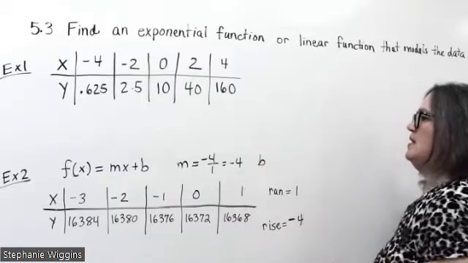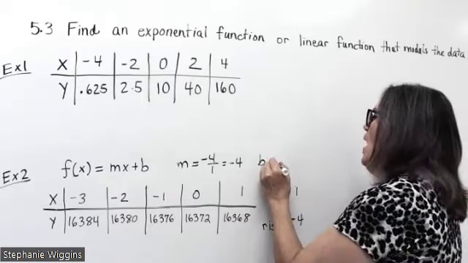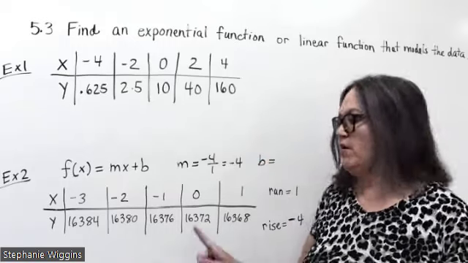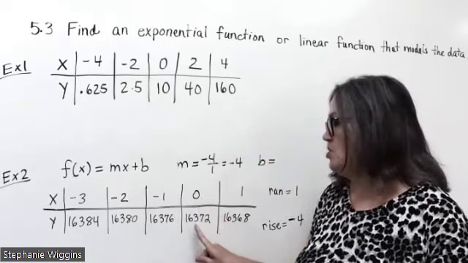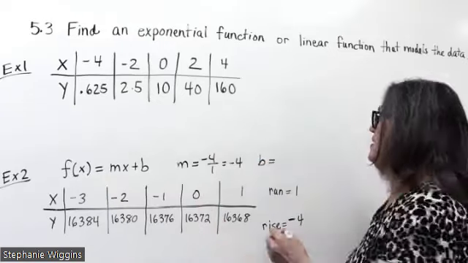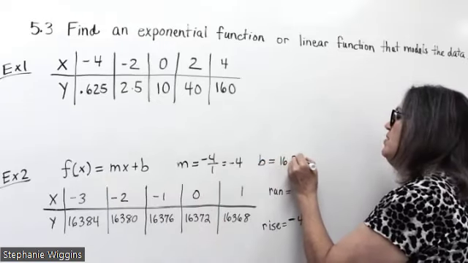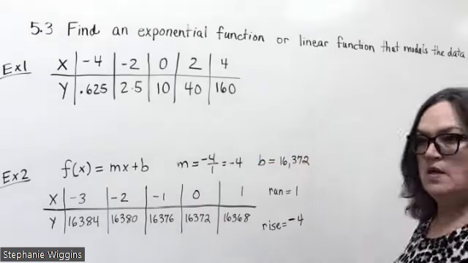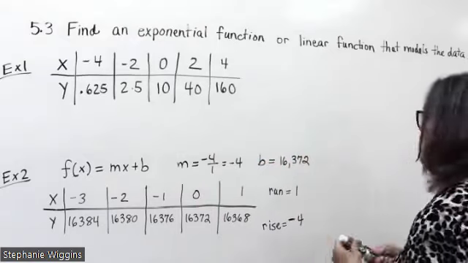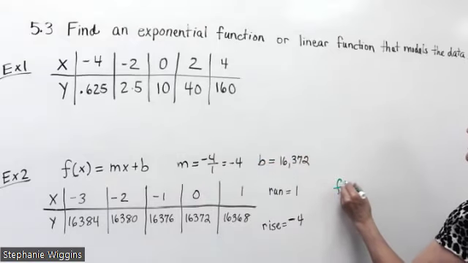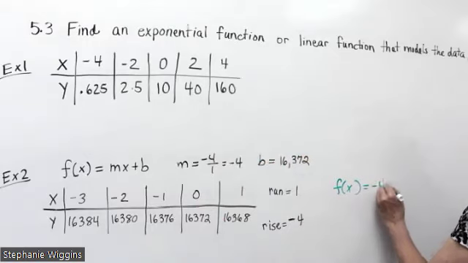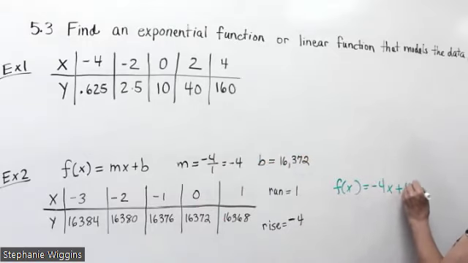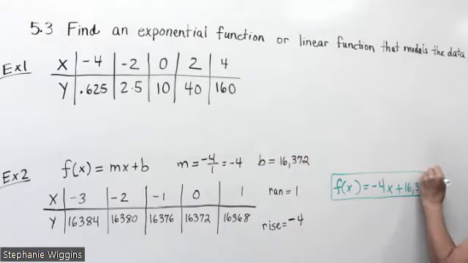And our b is the value of y when x equals 0. So here in our data, we have x equals 0, so our b value is 16,372. So if we're looking for a function, one that works really well for this is f of x equals -4x plus 16,372. So there's our linear function that models this data.